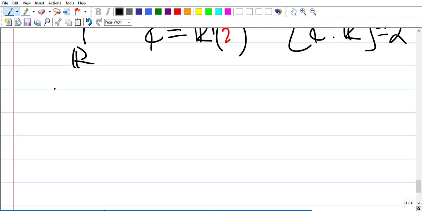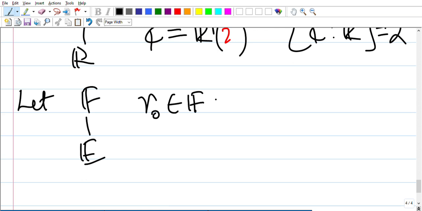Well, now let us see. Let F be an extension over E and r0 belongs to F. Let us try to see how the elements of F look in terms of r0.